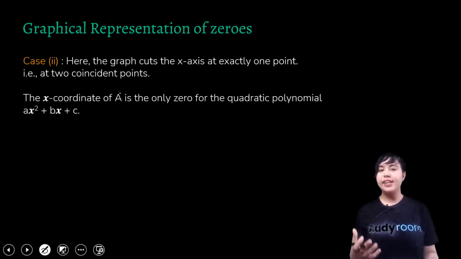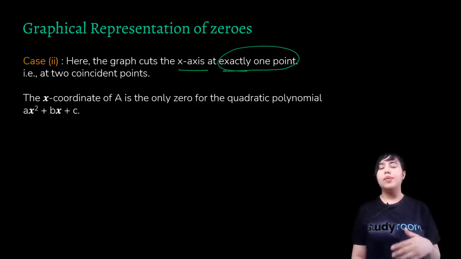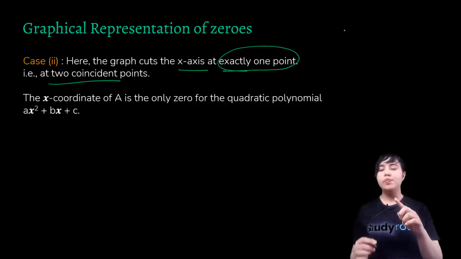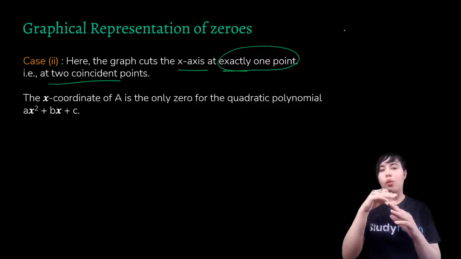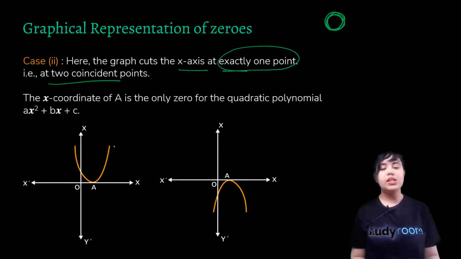Let's consider the second case where the graph is cutting the x-axis at exactly one point. Now here it appears to be one point because there are actually 2 points, but they're coinciding with each other. Coinciding in the sense that there is one point and another point is right on top of it. So it's getting covered, and we just see one. Like if I give you this point and on top of it I give you another point, you'll only be able to see one point and not two different points. So this is what we see here.